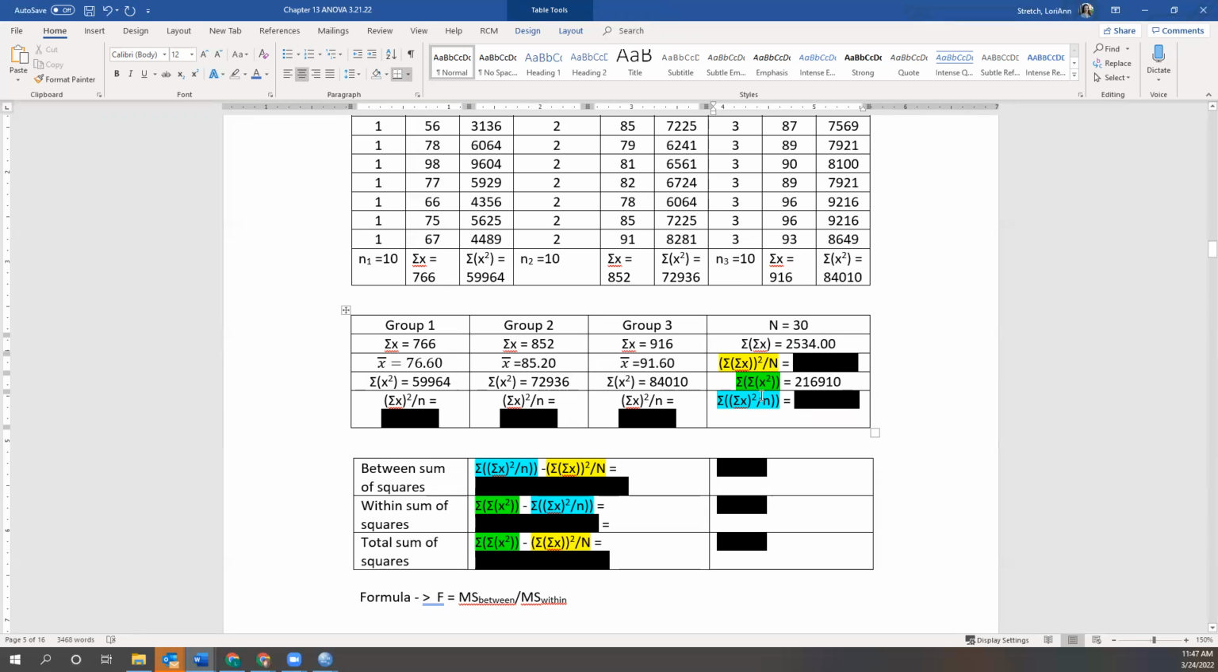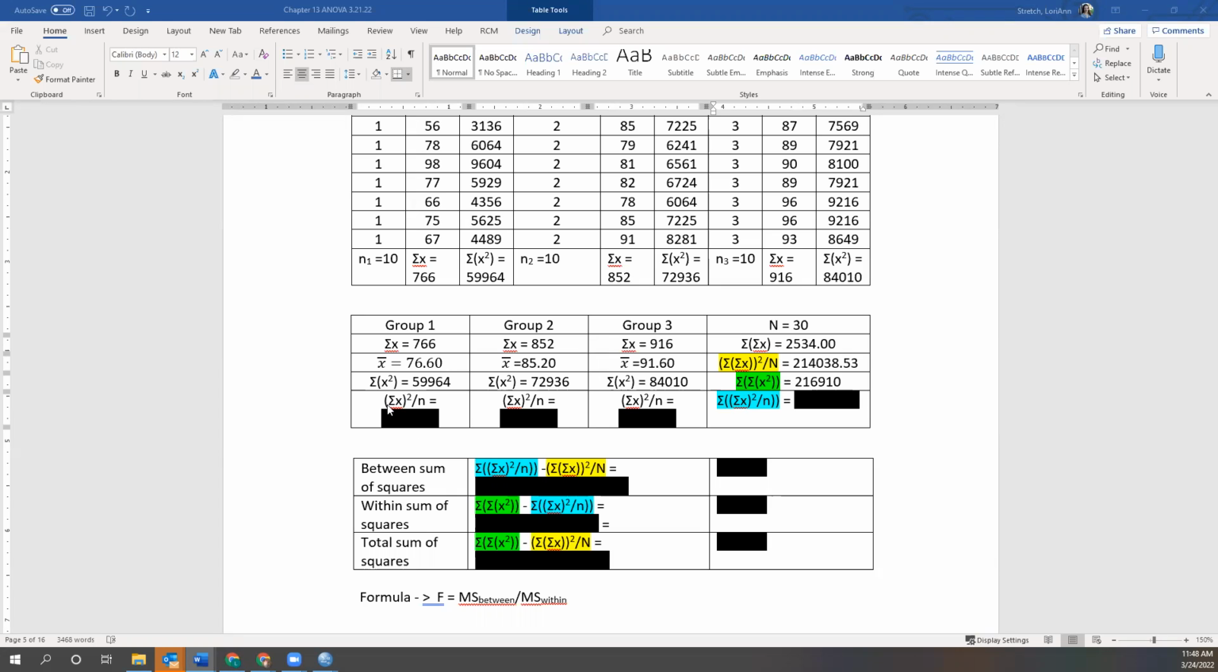Okay. I also need the summation of x squared here. So the summation of x, squared. So I'm going to square this, and then I'm going to divide it by capital N, which is the total number of people in my study. So that would be 30. So I'm going to take 2,534, and I'm going to divide it by 30. And that's going to give me this number. All right, so we squared this number, and then we divided it by 30, and that gave us this number.